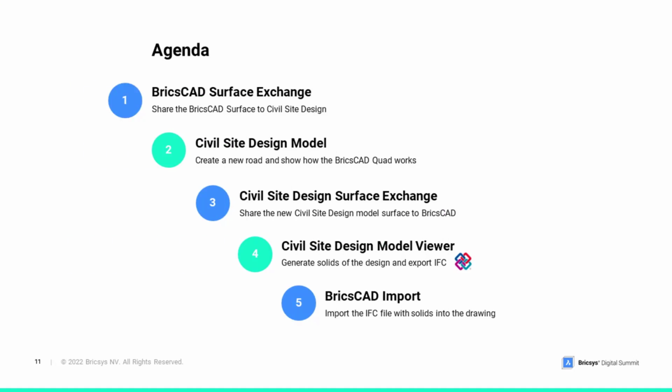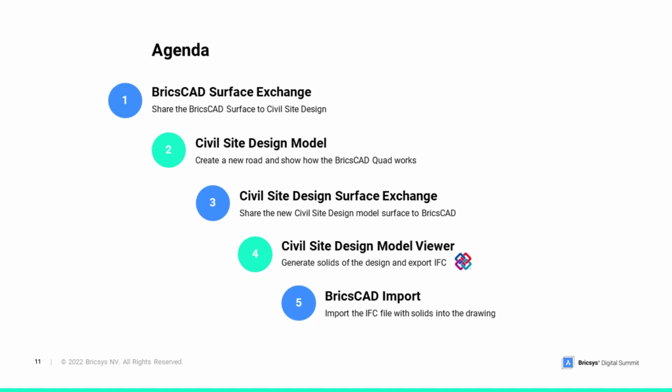So the agenda for the remaining part of this demonstration is that I can really just show you in context some of the features we have just discussed, but more in a workflow scenario. So the first thing we're going to do is to take a BricsCAD surface that will have already been created in our drawing and share that to Civil Site Design using the BricsCAD Surface Exchange. We're then going to create a road model, or continue the design of a road model on top of that surface, and with that we're actually going to be showing you in context how the BricsCAD Quad can offer you some of the contextual tools.